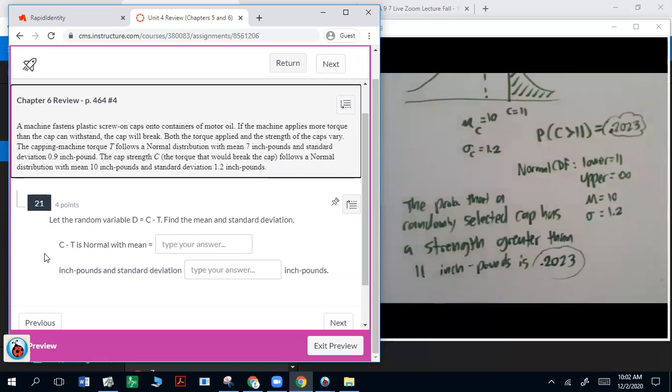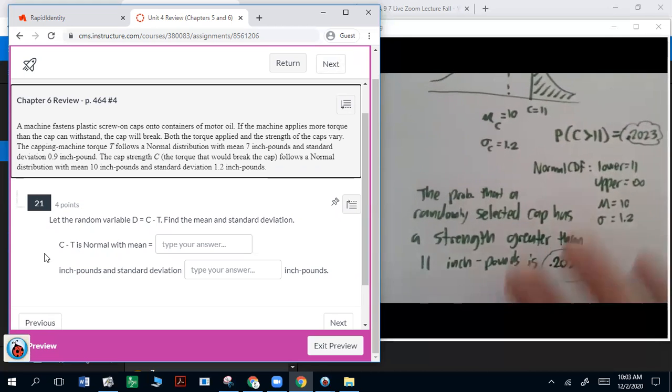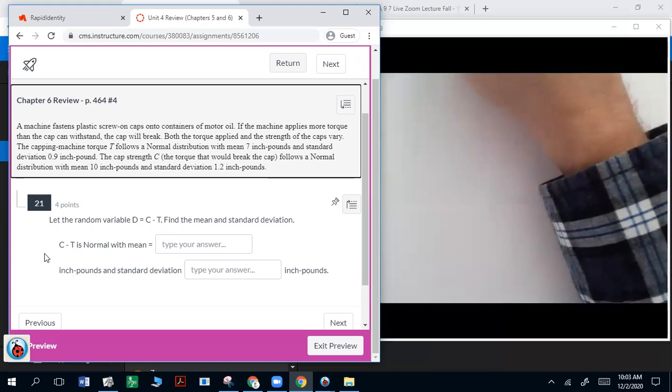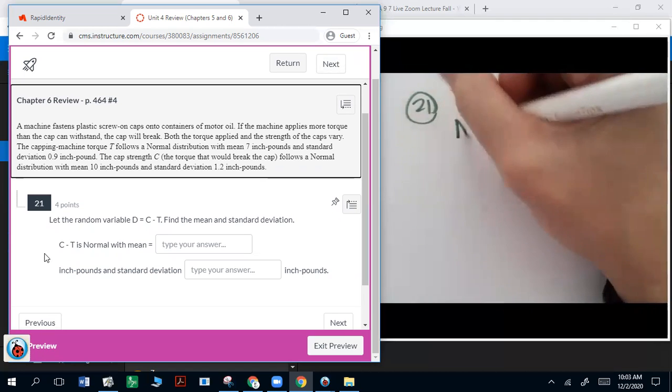So now let's interpret number 21. Okay, y'all got that? Number 21. Let the random variable D equal C minus T, so cap strength minus the torque. Find the mean and standard deviation. So this is a combined random variable.